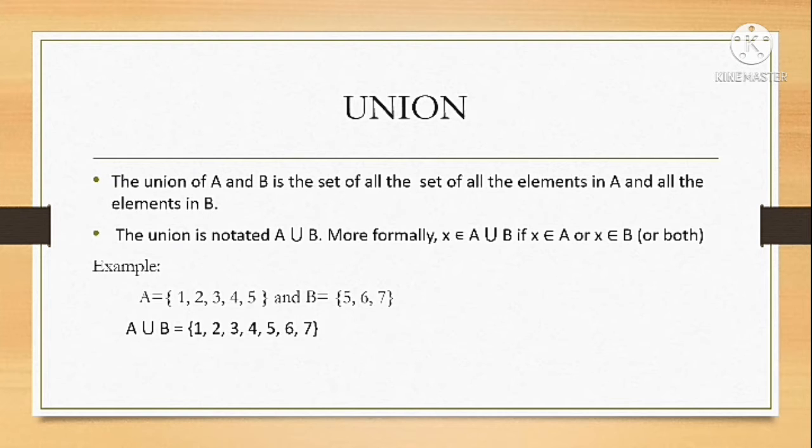The union of A and B is the set of all elements in A and all the elements in B. The union is notated like this. Example, set A elements are 1, 2, 3, 4, 5, and set B elements are 5, 6, 7. Now, the union is the elements 1, 2, 3, 4, 5, 6, and 7.